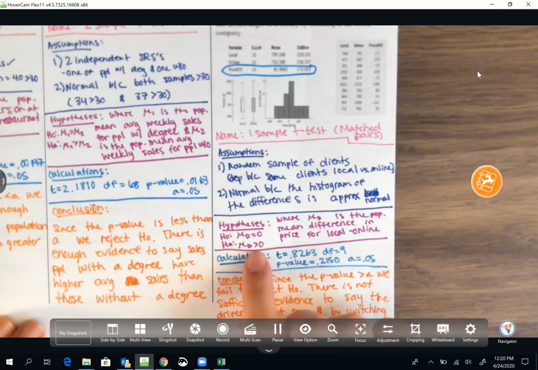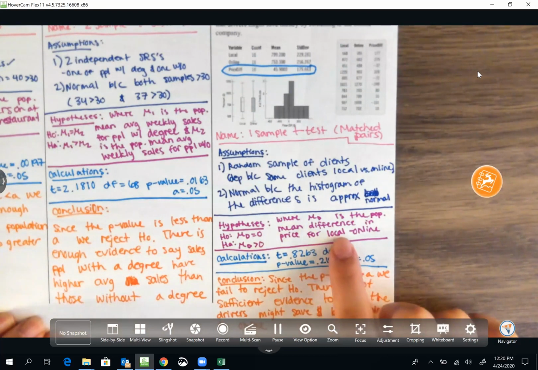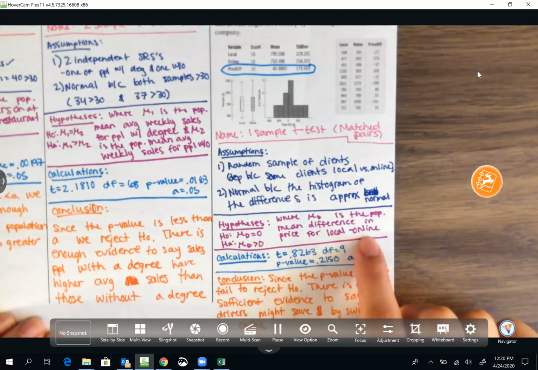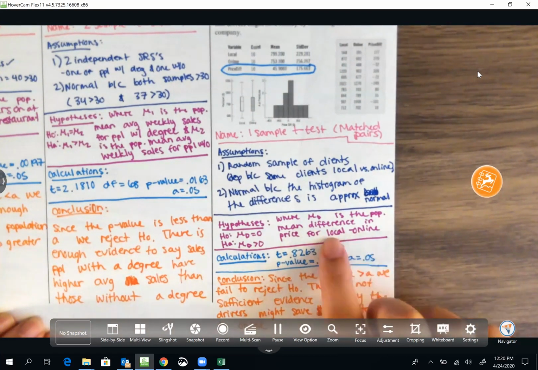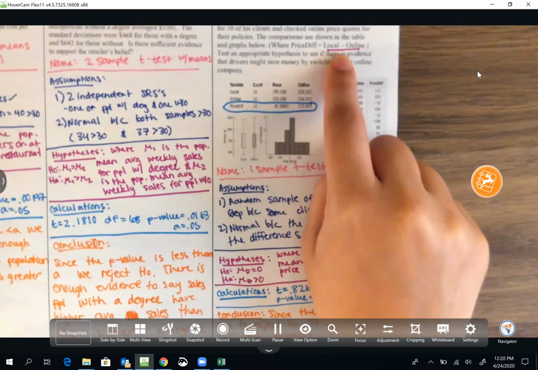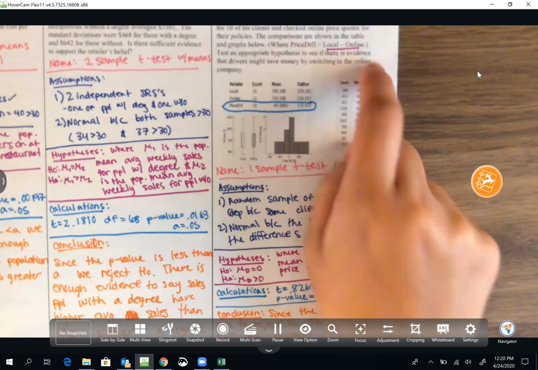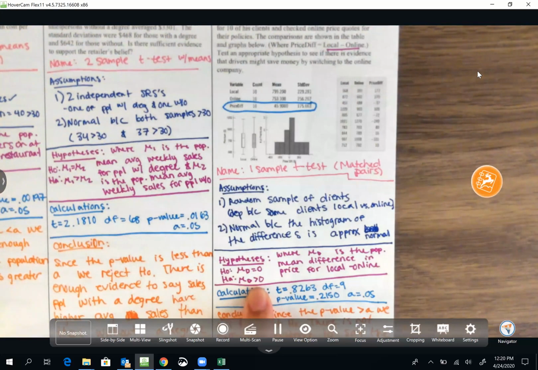I did greater than 0 here because I want to know if the local price is higher than the online price. So since they did local minus online, that was given up here, and I want local to be higher, that means I want the difference to be greater than 0.